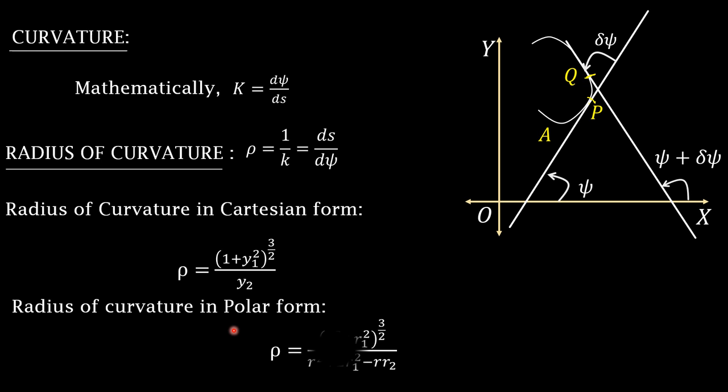And the radius of curvature in polar form is given by ρ is equal to (r square plus r1 square) to the power 3 by 2 divided by (r square plus 2r1 square minus r into r2), where r1 and r2 over here are the first order and the second order derivative of r with respect to θ. Just remember these formulas, students, the radius of curvature in Cartesian form and in the polar form, which we are going to use in problems.